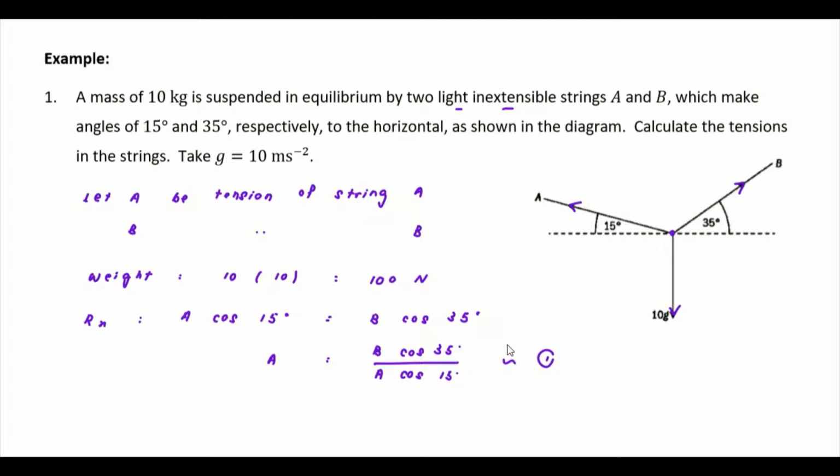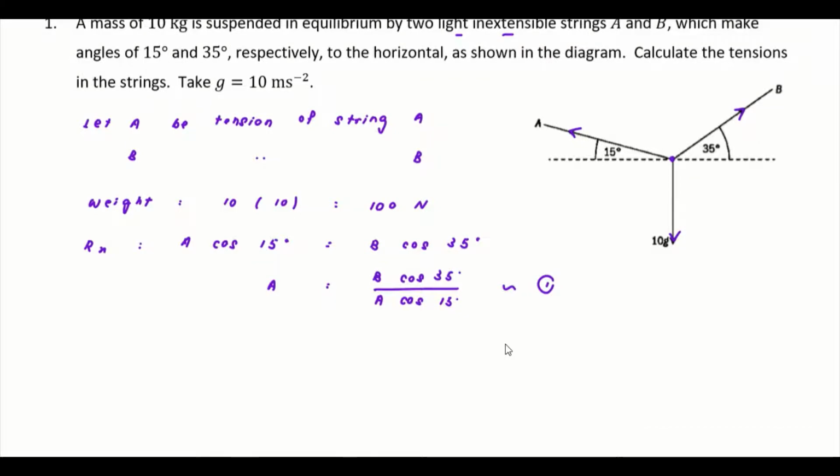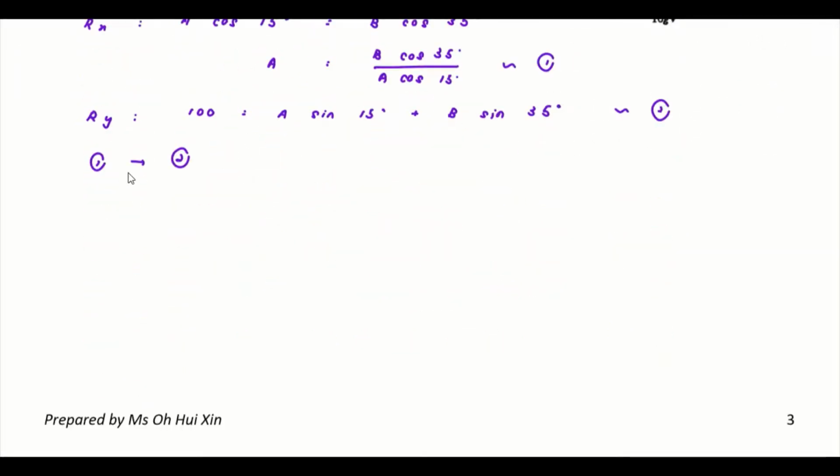Then let's move on to resolving the vertical component. It's just the same as how you do forces in equilibrium. So we know that this will be 100 Newton, and it will be equal to A sin 15 plus B sin 35. All right, so this is our second equation. Now we substitute our first equation into the second equation and see what happens.